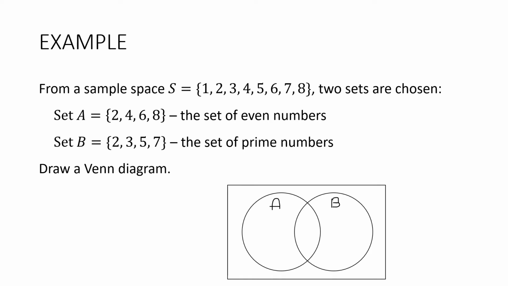Which number or numbers are common to both sets? There's only one, isn't there? It's a 2, so we're going to put the 2 in the center. Now let's see if we can fill in the rest of set A. So we've used the 2, we want to put the 4, the 6 and the 8 in. Now let's fill in set B. So we've used the 2, we're missing the 3, 5 and 7. In it goes. Now do we have any numbers missing from our sample space that are not in these circles? Yes, we're missing the number 1, so it goes outside.